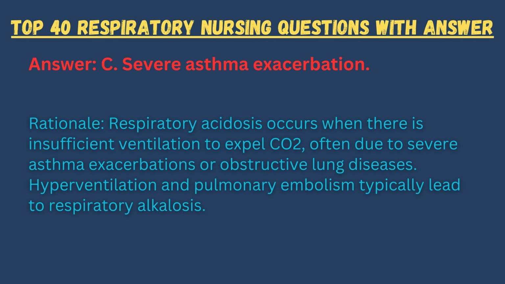Rationale: Respiratory acidosis occurs when there is insufficient ventilation to expel CO2, often due to severe asthma exacerbations or obstructive lung diseases. Hyperventilation and pulmonary embolism typically lead to respiratory alkalosis.